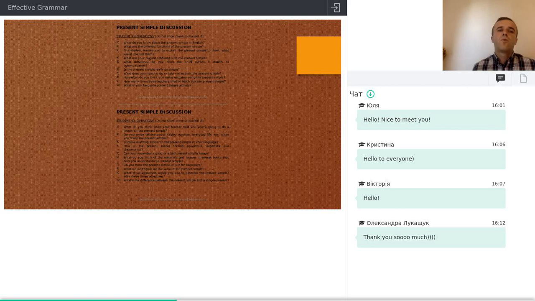Also, if you want to practice this grammar orally, you can ask them different questions. For example, what do you know about the present simple, or what functions of the present simple do you know, and so on and so forth. So you can understand whether a student understood the material or not. So you can use a multi-pronged approach to this.